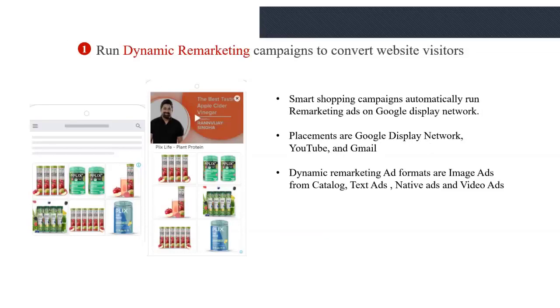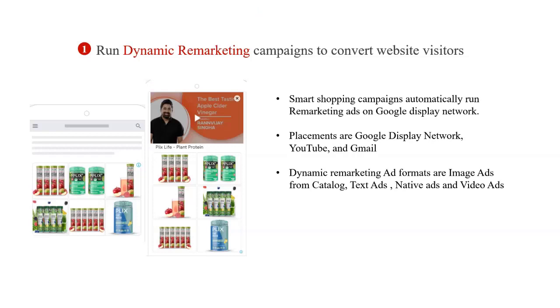Now, one more additional advantage of your smart shopping campaigns is, when you run smart shopping campaigns, it automatically runs not only your search-based ads, it also runs dynamic remarketing campaign. Now, what is dynamic remarketing? You might have seen that when someone visits your website and sees a specific product and they go to, let's say, Google or Facebook, they will see ads of the same product. This is known as dynamic remarketing, a very popular strategy in the e-commerce vertical.